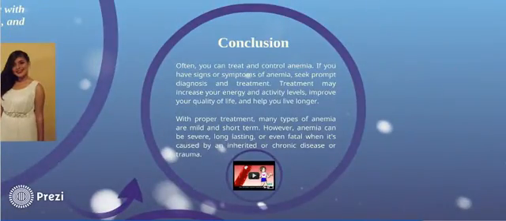Conclusion. Often you can treat anemia if you have signs or symptoms of anemia. Seek prompt diagnosis and treatment. Treatment may increase your energy and activity levels, improve your quality of life, and help you live longer. With proper treatment, many types of anemia are mild and short-term. However, anemia can be severe, long-lasting, or even fatal when it's caused by an inherited or chronic disease or trauma.